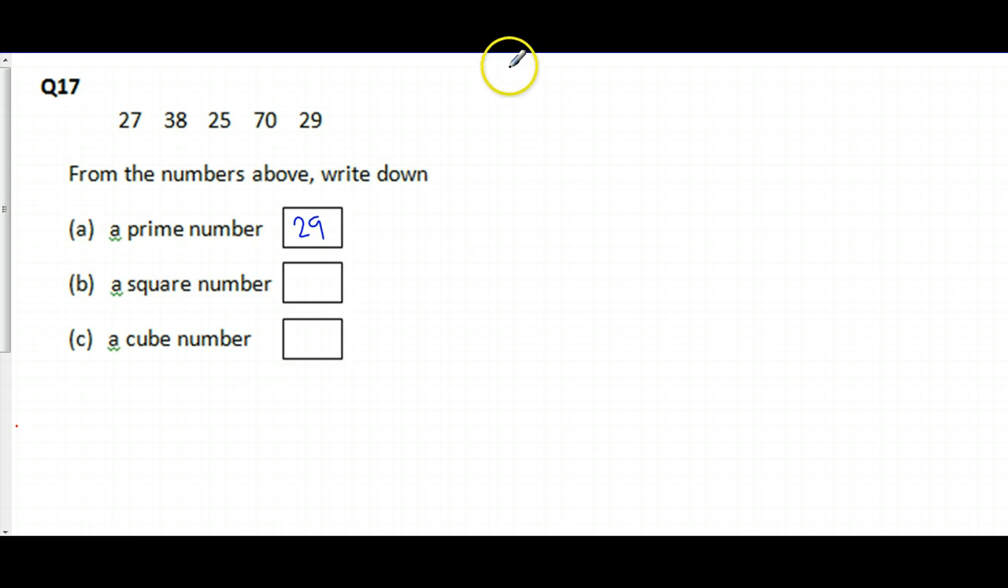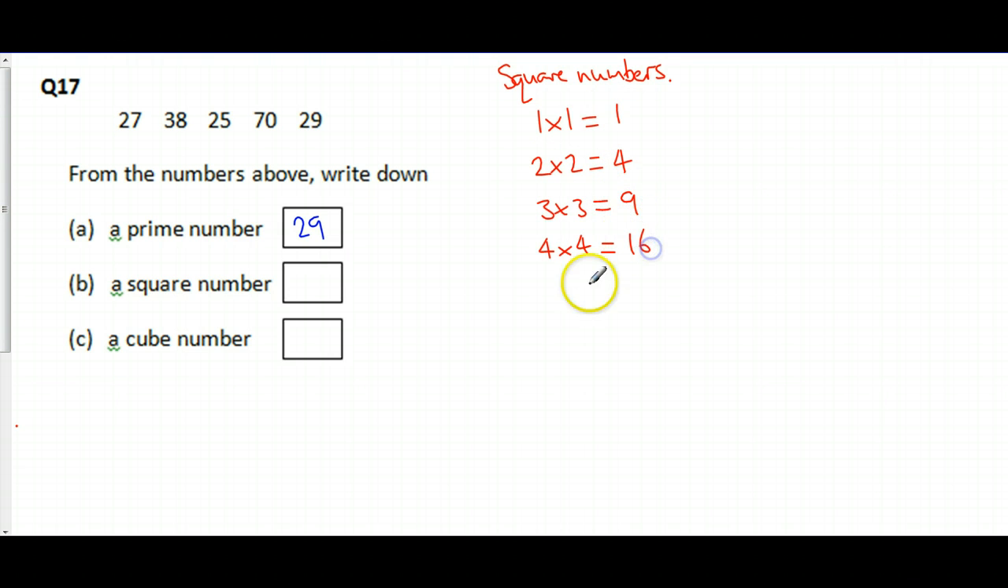Let's look at square numbers now. Square numbers are the answer when you times a number by itself. So all of these are square numbers. 1 squared or 1 times 1 is 1. 2 squared or 2 times 2, 4. 3 times 3 is 9. 4 times 4, 16. 5 times 5 is 25. Oh look, there it is, it's in our list. So it's the answer we get when we times the number by itself.